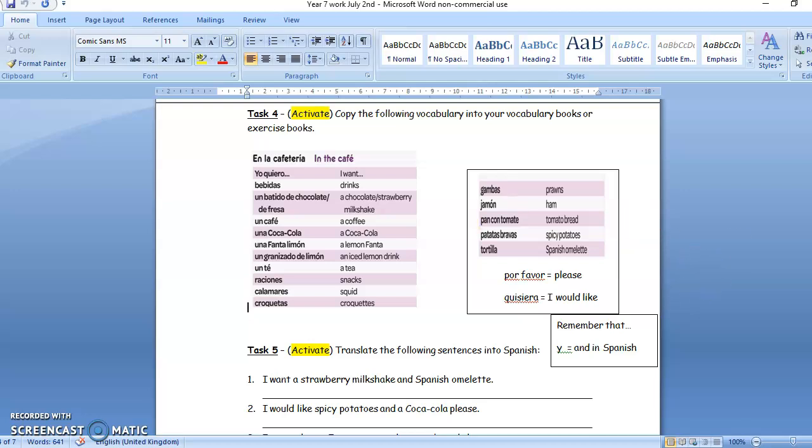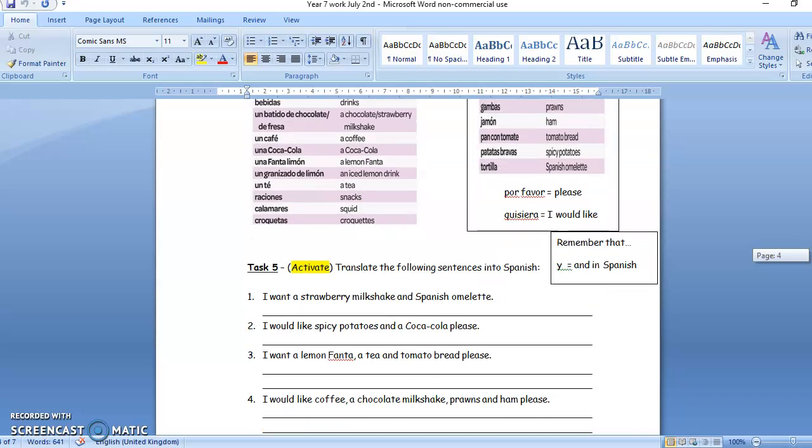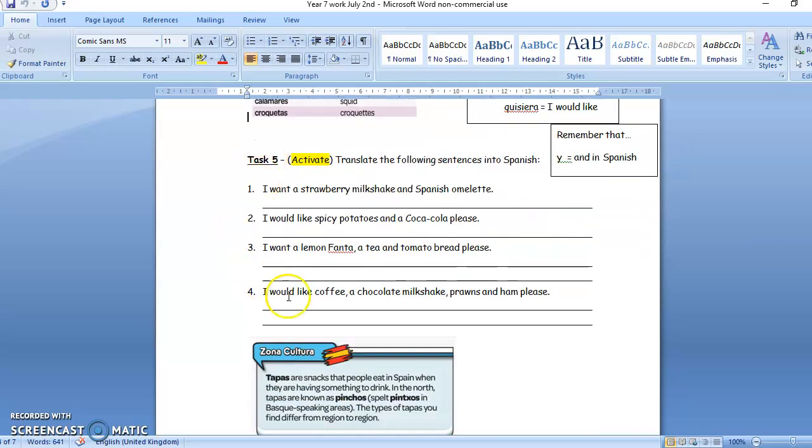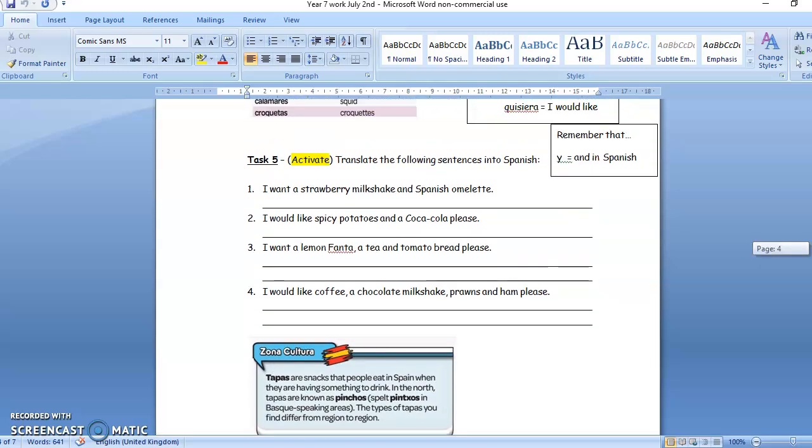So now, using that vocabulary that you have just copied down in task 4, I would like you to translate these sentences into Spanish, please. Remember that little word e, which is a little y, means and in Spanish. So have a go at that.